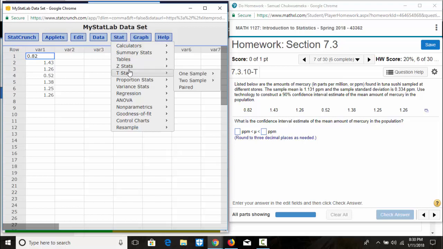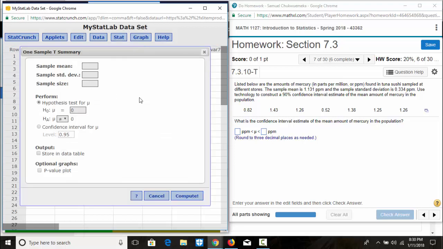Go to T stats. This is a one sample. If you want, you can use with data or with summary. It doesn't matter. However, let's use with summary. Why? Because they gave us the sample mean and the sample standard deviation already. So let's say one sample with summary. If you want, you can still use data, but let's go with summary. T stats, one sample with summary.